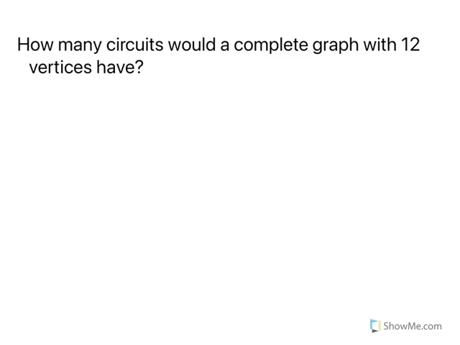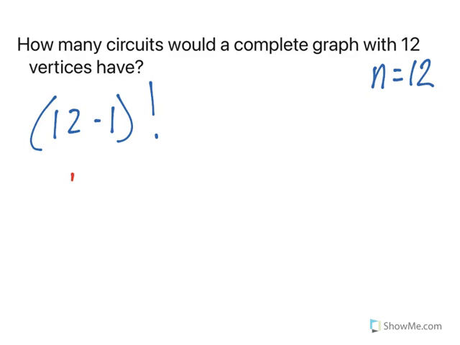So let's do some examples. How many circuits would a complete graph with 12 vertices have? Okay, so that would make n equal to 12 because there are 12 vertices. So I would take 12 minus 1 factorial. 12 minus 1 we know to be 11. And I would take 11 factorial.